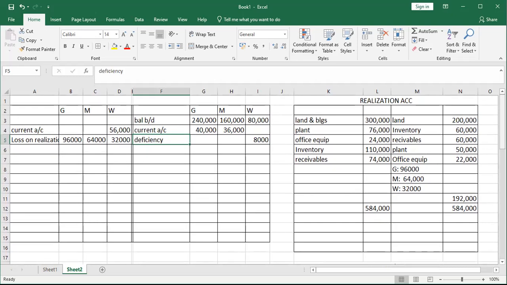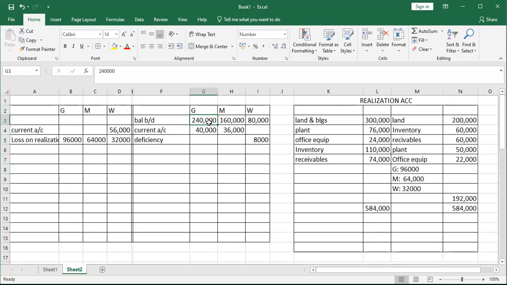But we have been told that this guy is insolvent. Meaning, if we send him back to bring money, he will not have money. So he's deficient and insolvent at the same time, and this insolvency shall be borne by the solvent partners, Garner and Murray, in their last agreed capital ratio, not the profit sharing ratio.